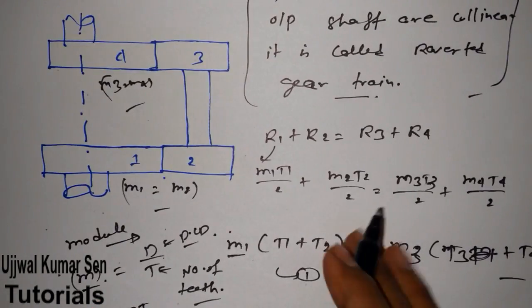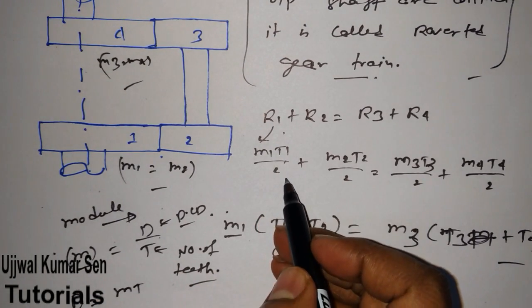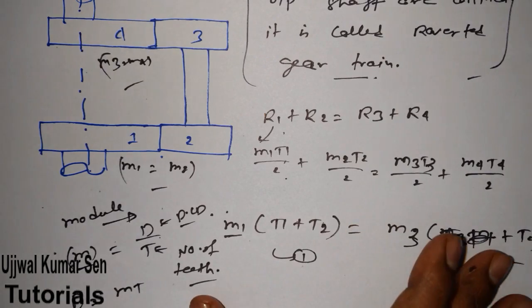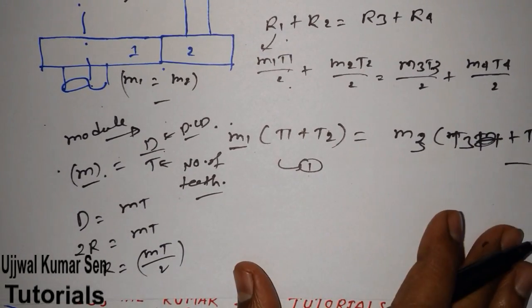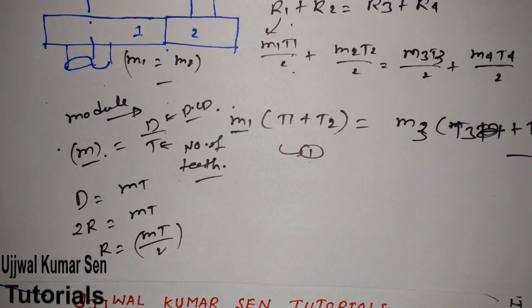So what exactly have we written here? r is mt by 2, for 1 1, 2 2, 3 3 and 4 4. That's why I have done this. Now let's go for the next.